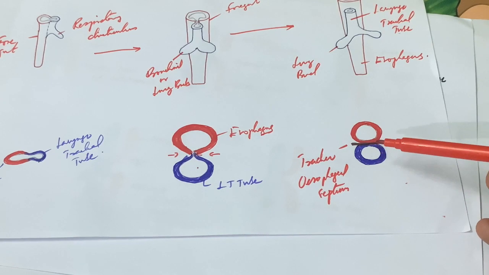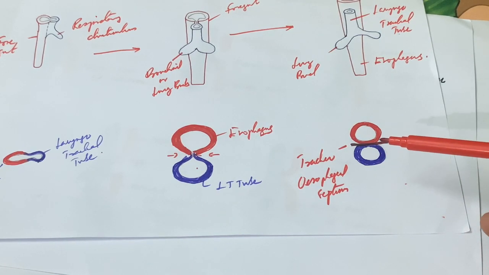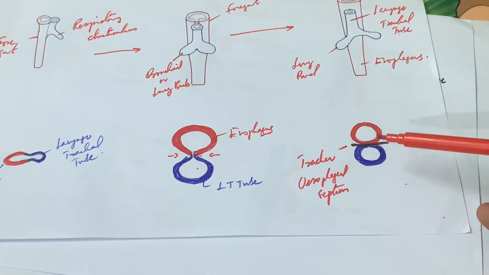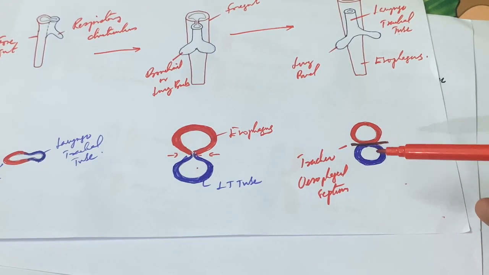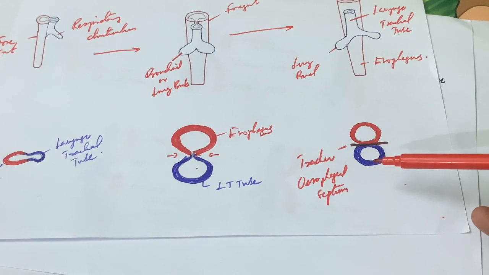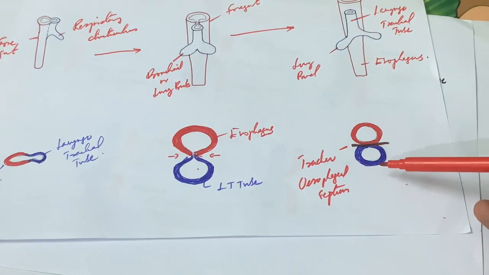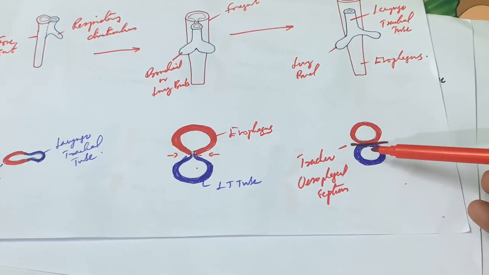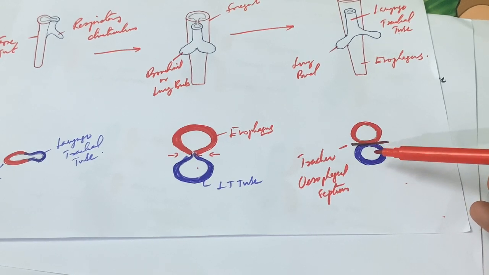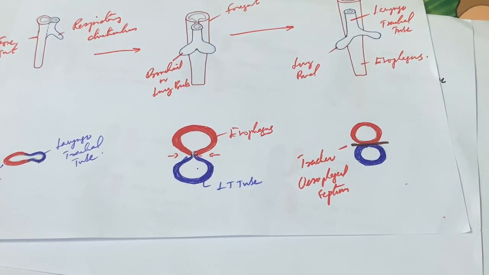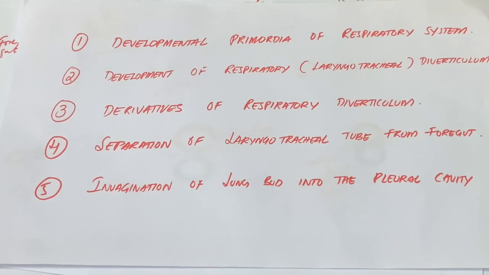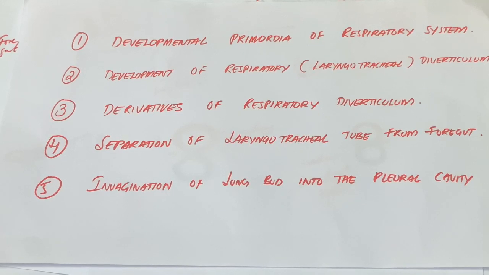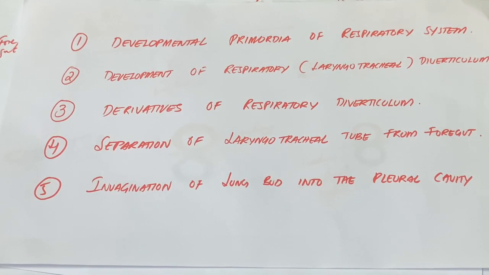So there is a communication between the pharynx and the larynx. Yes, laryngopharynx, right? Through this laryngeal inlet, the communication will be with the pharynx. Clear? This is all about the separation of the larynx. Next we see the last point, which is the invagination of the lung bud into the pleural cavity.